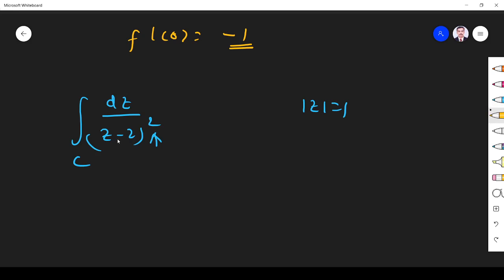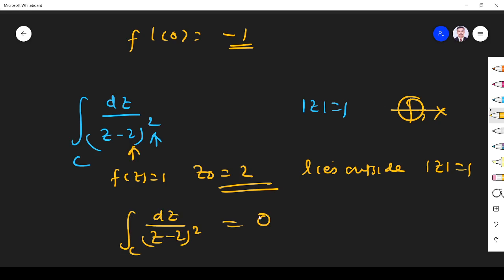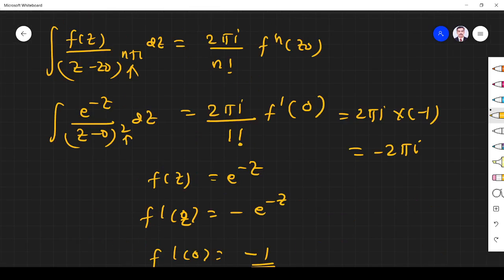So first, what we have to do? First we have to check what is f of z. f of z is equal to 1. z0 is equal to 2. And we have to check whether z0 is inside the circle. This is the circle mod z is equal to 1, but z0 is 2. If the radius is 1, then 2 will be out here. So the point lies outside mod z is equal to 1. So as per Cauchy's theorem, the integral of dz by (z minus 2) whole squared is 0. Right? What is the condition? I told you the point must lie inside the circle. If it is outside the circle, the answer is 0.